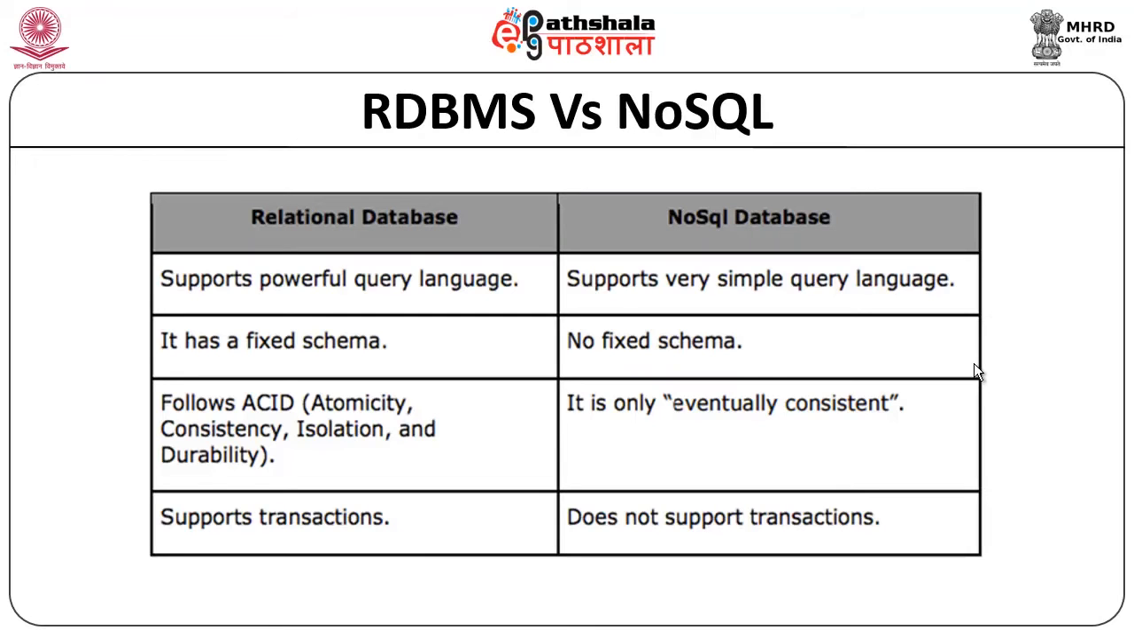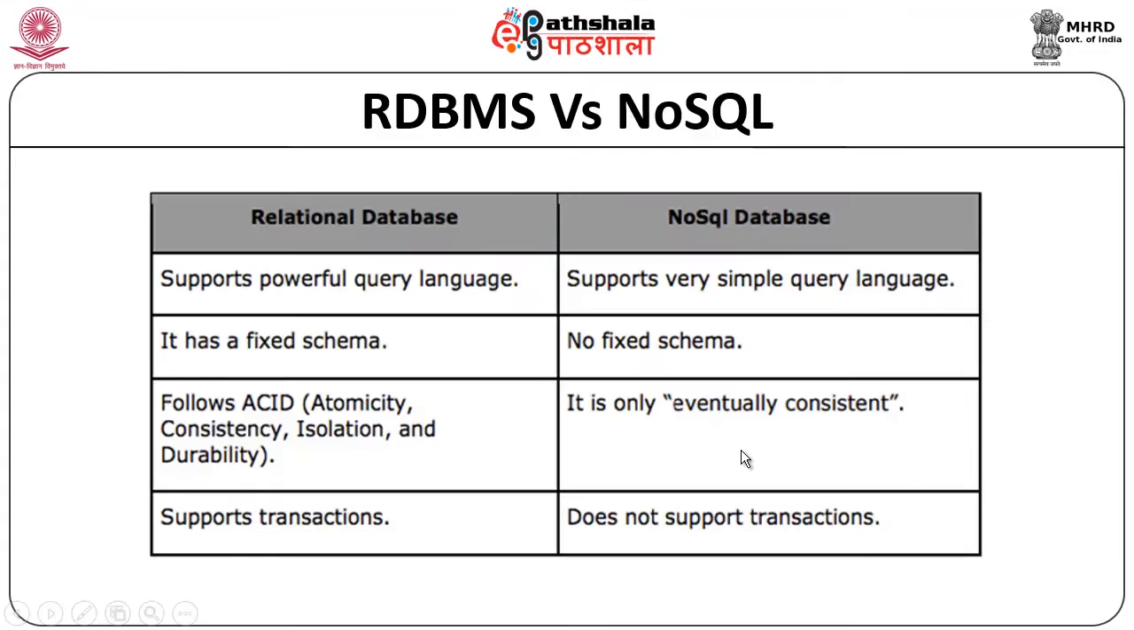Secondly, relational databases have a fixed schema, which is not present in the NoSQL environment, that is, there is no fixed schema. The relational environment follows the ACID properties, atomicity, consistency, isolation and durability, but in the NoSQL environment we follow an eventually consistent property. Eventually consistent means that in due course of time the data will be made consistent. Lastly, the relational database environment supports transactions, but NoSQL databases do not support transactions. These are the major differences between RDBMS and NoSQL databases.